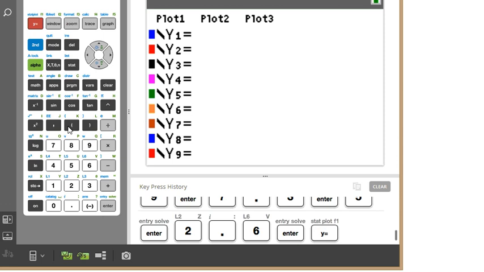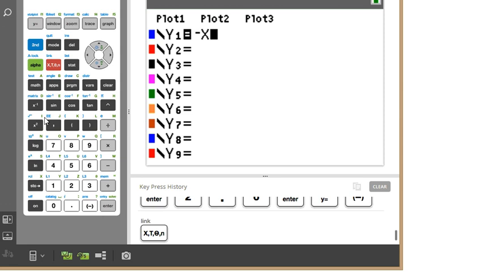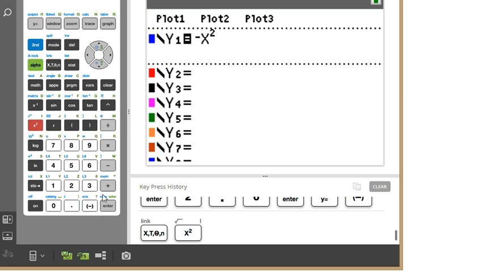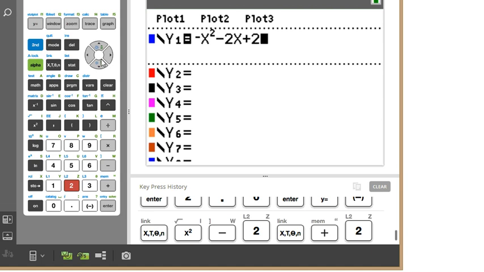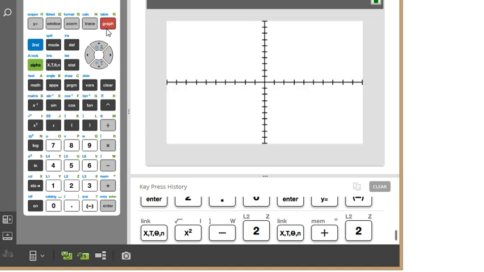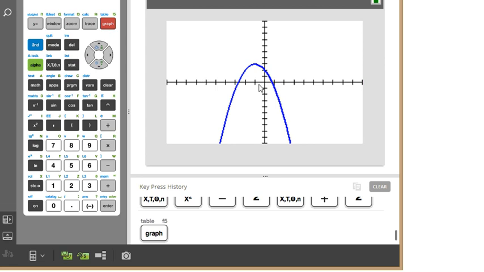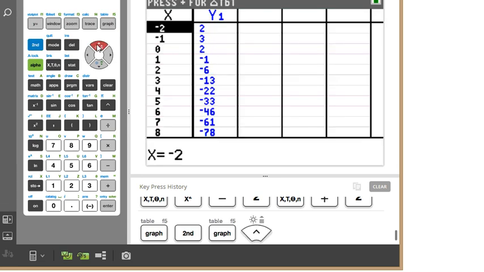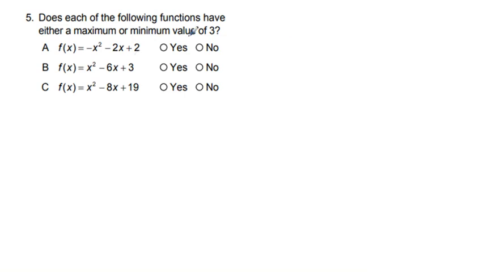So the first one we're going to put in is problem A, negative x squared minus 2x plus 2, and so that's it. Graph. I don't see exactly, looks like we have a 3 there. Let's go ahead to the table view. So it looks like we do have a maximum value of 3, and so it's asking if it has a maximum or minimum. So it's a max value of 3, yes.